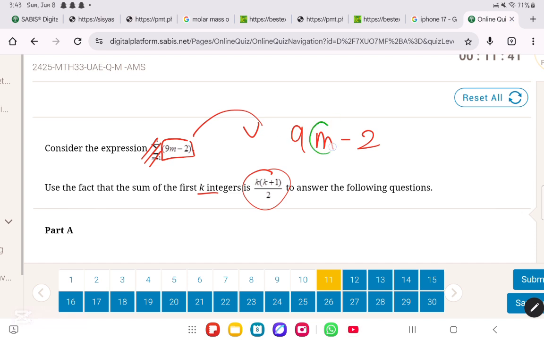You notice that the 9 has a variable, whereas the 2 does not have a variable. So what we're going to do in this case is substitute this. But I don't like using k integers; I like to use n integers. So just replace the k by n. So look how it is.